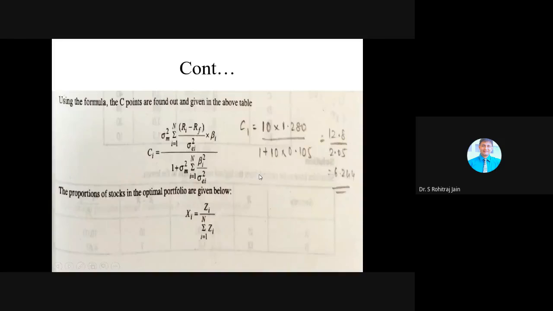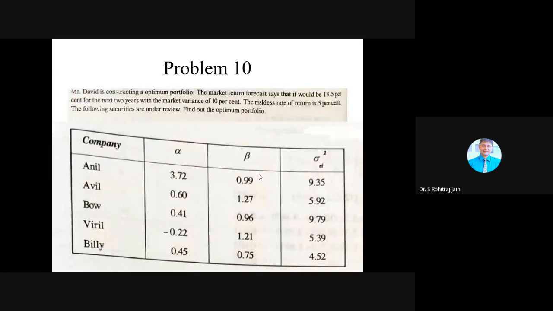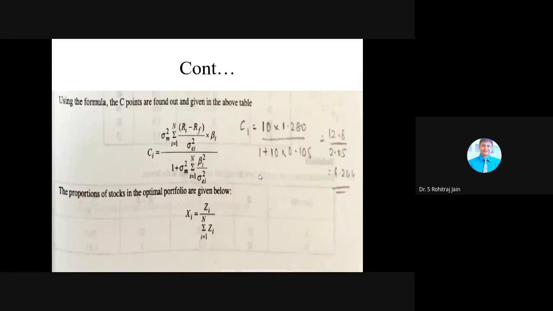Any query here in this problem, students? What we have done here? For David, we have constructed an optimum portfolio which will give him maximum returns and minimum risk. This problem is very, very important. Any doubt here, please ask me.